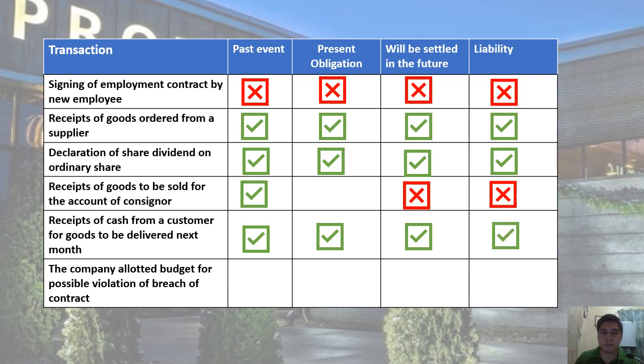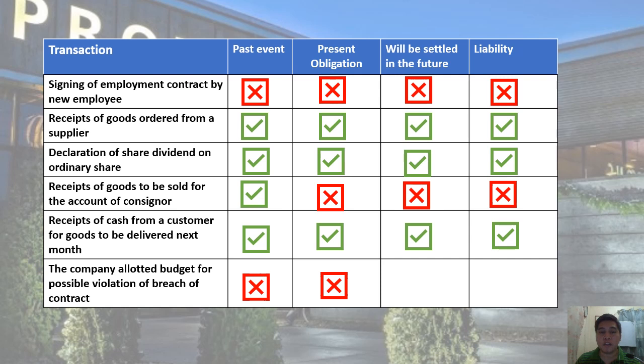Last part, the company allotted budget for possible violation of breach of contract. So past event, as you can see, there's just a possibility that the violation might be committed. So since we are not sure if the violation is committed or not, then there is no past event kasi nga it talks about the future. Then past event is no. Present obligation po, since the obligation will happen in the future, there is no present obligation. The answer is no.